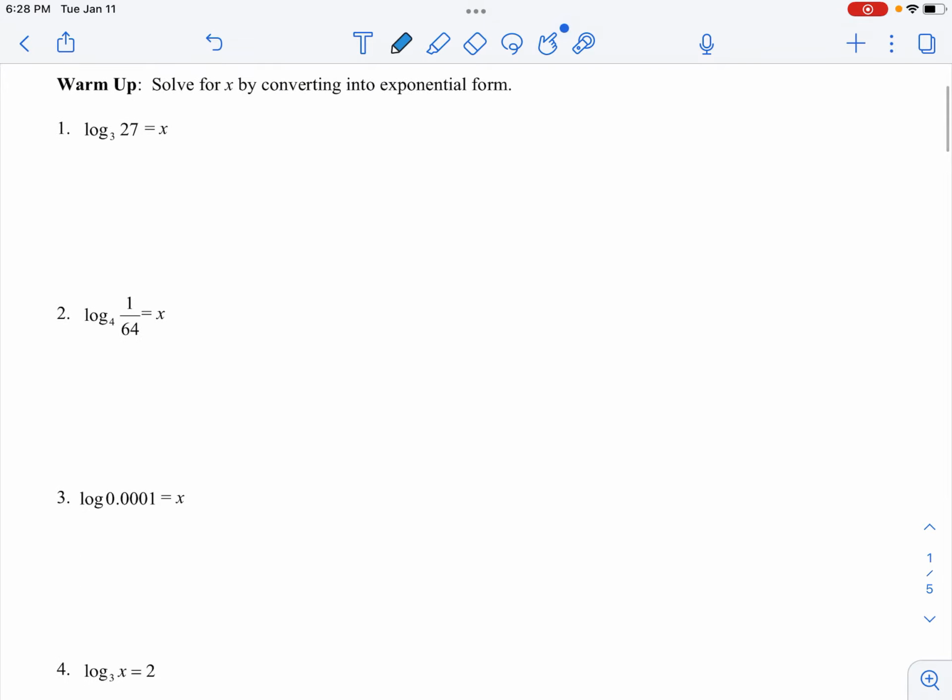You're going to solve for x by converting into exponential form, which means you're going to be using the loop trick. Circle the base, run the race. Okay, so pause the video, give each one of them a try, and then we will go over it.